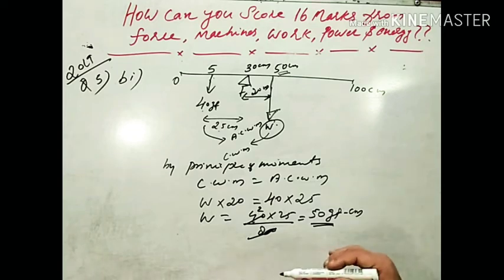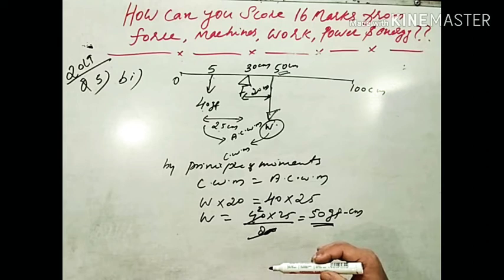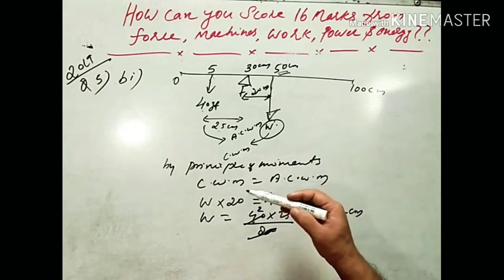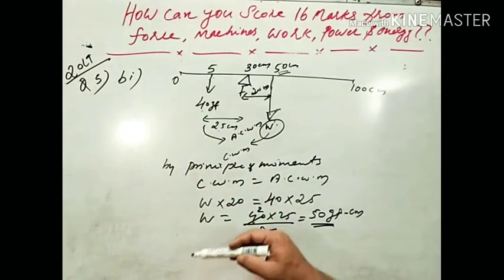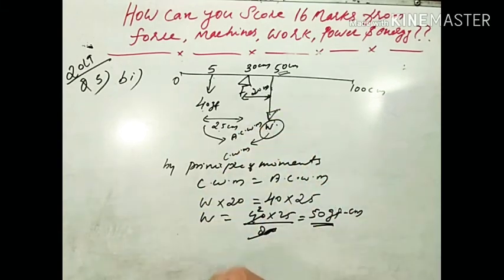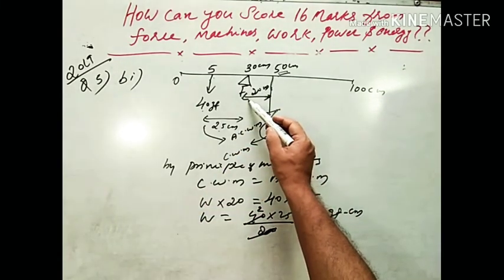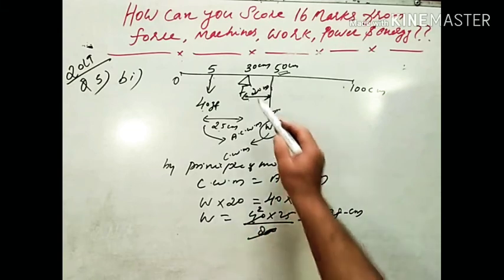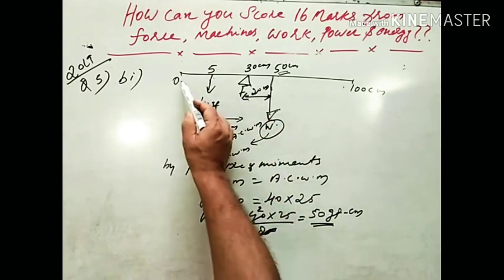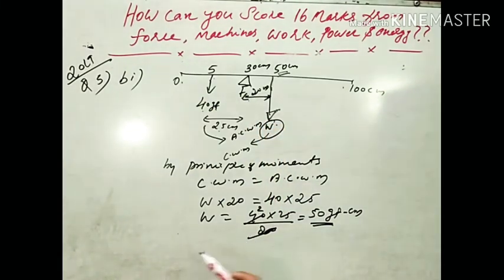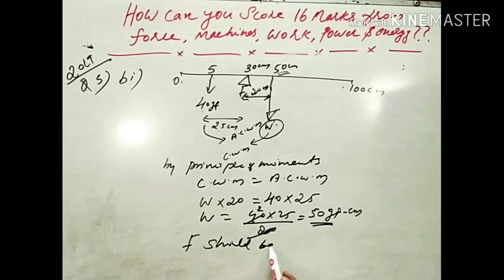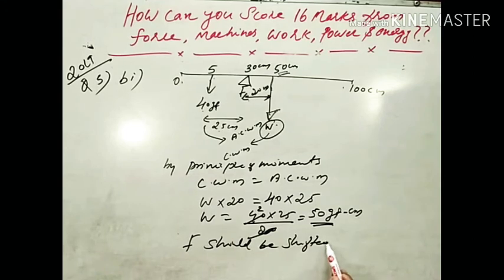What is the second part? Which of the following options is correct to keep the ruler in equilibrium when the 40 gram force weight is shifted to the 0 centimeter mark? F is shifted towards 0 centimeter, or F should be shifted towards 100 centimeter. In order to balance this, the fulcrum F should be shifted to the 0 centimeter mark.